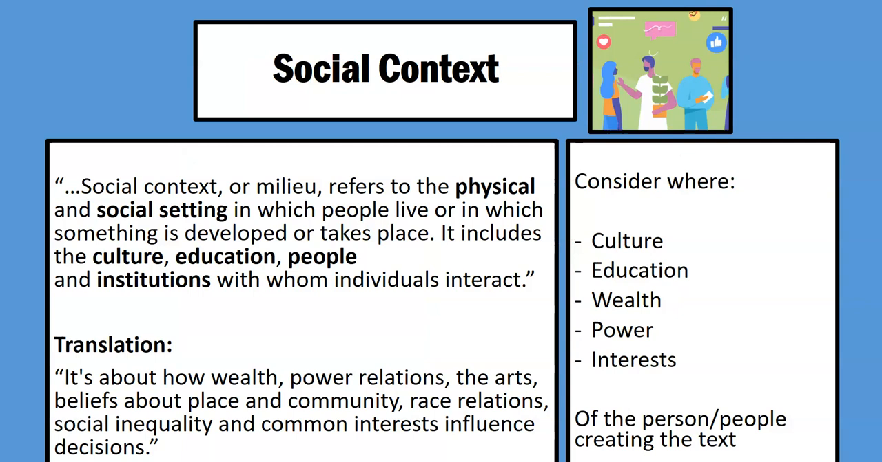Social context is slightly different, as noted by the title, but social context or milieu refers to the physical and social setting in which people live or in which something is developed or takes place. It includes the culture, education of the people who are watching it or creating it, but also the institutions which are referenced or interacted with. So, in short, we need to be mindful of the wealth and power relations, but also the artistry that is prominent during that time. That also relates to the community, race, and relations.